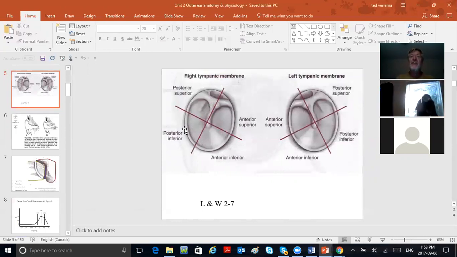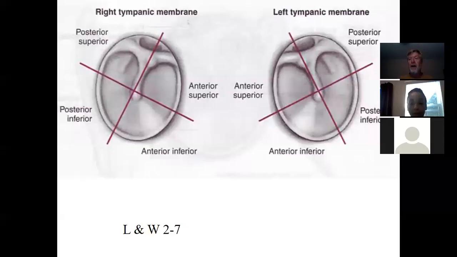The pars tensa is the main part of your eardrum. If I blow this up now, you will see something here, right here. That is actually the incus bone.